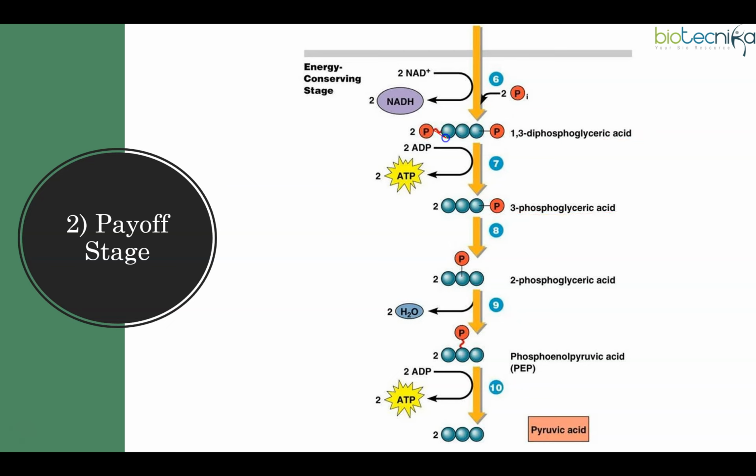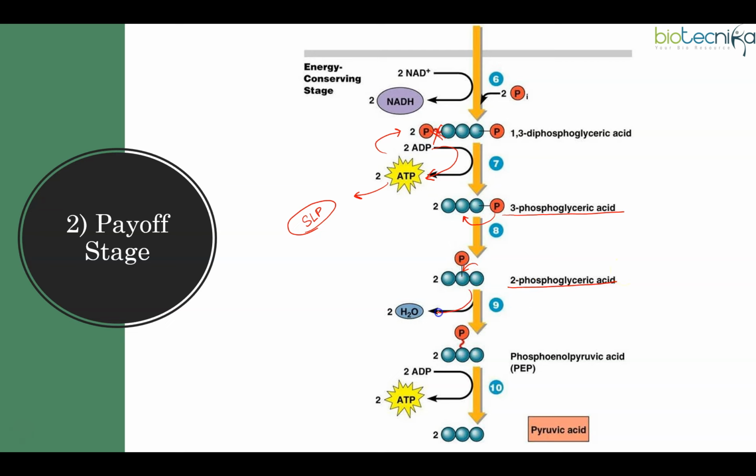So this is a high energy bond which, when broken, will release a lot of free energy that can be used in the conversion of ADP to ATP. Since this free energy is coming from the substrate itself, this ATP production is called substrate level phosphorylation, as compared with the oxidative phosphorylation produced after the TCA cycle. So after losing a phosphate group, it becomes 3-phosphoglyceric acid. In 3-phosphoglyceric acid, the phosphate group shifts from the 3rd position to the 2nd position, thus forming 2-phosphoglyceric acid.